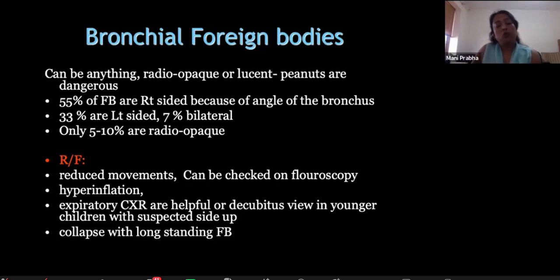So radiologically, what we see is reduced movements, which can be checked on fluoroscopy, and hyperinflation of that part of the lung, and expiratory radiographs are therefore very useful. We can also try doing a decubitus view in very young children with the suspected side up. That is likely to expand further when we do a decubitus view. Collapse occurs due to a long-standing foreign body. So they have to be referred and the foreign body has to be taken out immediately.